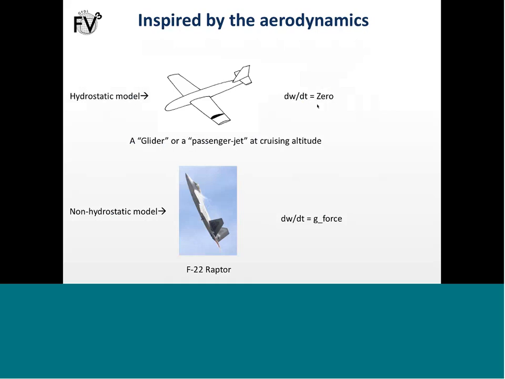So here it is again. That's a hydrostatic model. This is a passenger jet. There's no vertical acceleration, but it's cruising with the flow. That's a hydrostatic model because DW/DT is zero. The lift force balances the weight. Now, for the non-hydrostatic model, I use this F-22 Raptor example. It can accelerate very quickly, going up and down anywhere you want. And it can also cruise, of course, if you choose to. And then it has a huge G-force. That's the difference.